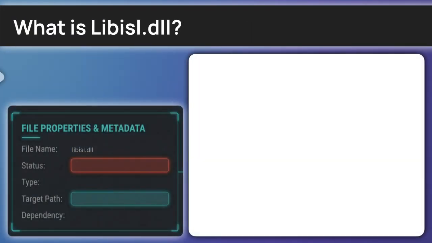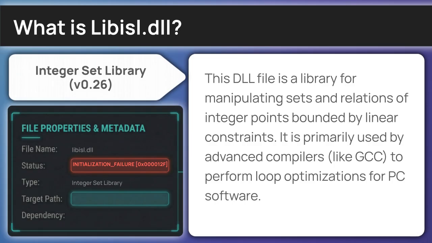This DLL file is a library for manipulating sets and relations of integer points bounded by linear constraints. It is primarily used by advanced compilers, like GCC, to perform loop optimizations for PC software. With the why out of the way, let's focus on getting you running again.